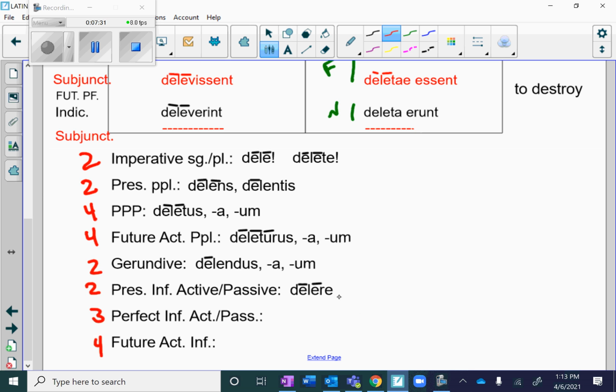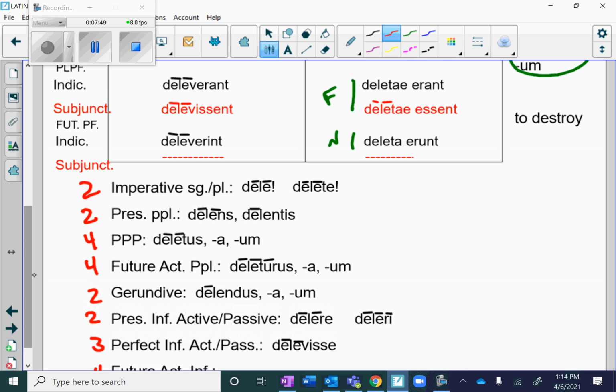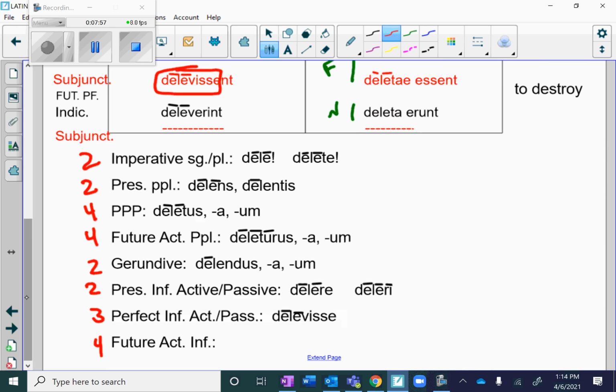To be destroyed, we're going to get rid of that E and replace it with an I, deleri, to be destroyed. Perfect infinitive, we're going to go to the third principal part, and we're going to get our stem delev-, and we're going to add -isse, and that's to have destroyed. You'll notice that the perfect active infinitive is also, in a sense, the stem of the pluperfect active subjunctive. Okay, no ending here, it's the infinitive.